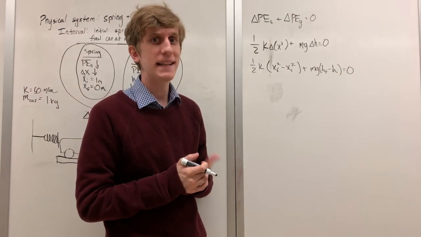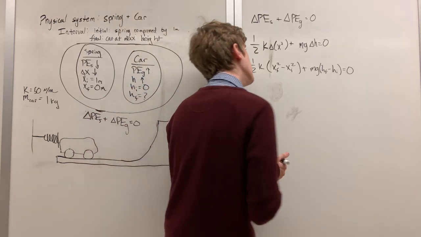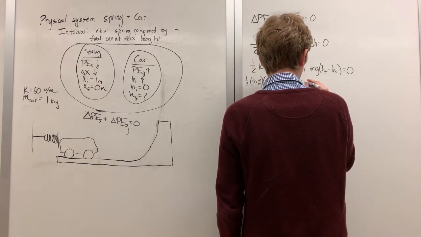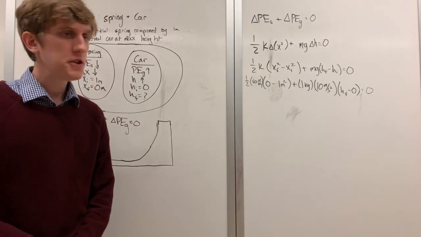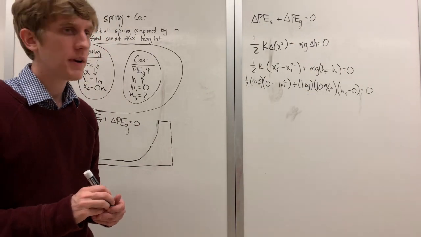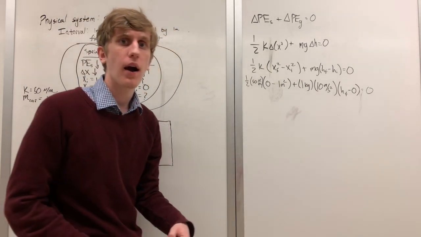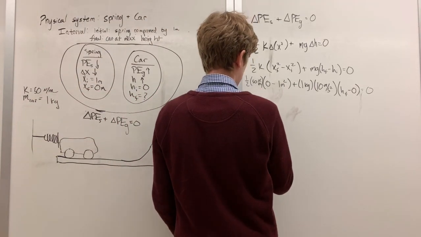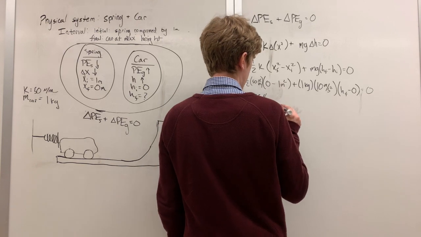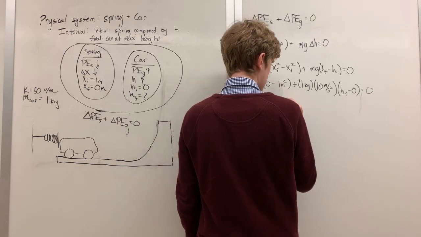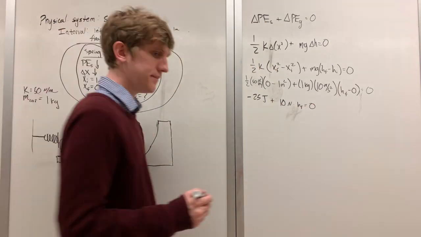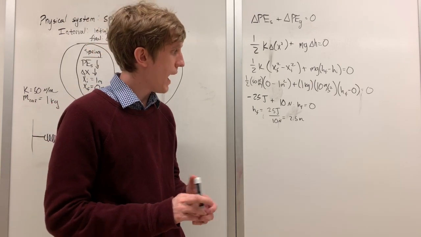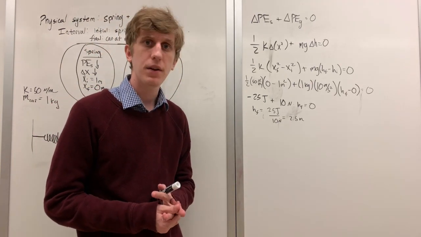Now let's plug in values and see if we can determine the final height. Just as before, we only have one unknown, in this case, the final height of the car. Let's solve this equation for the final height and see what we get. And there's our answer. The maximum height that the car reaches is 2.5 meters.